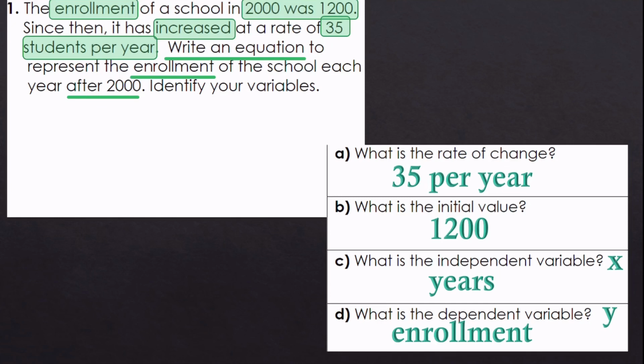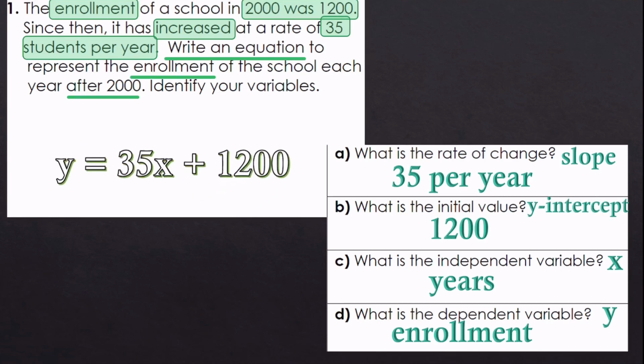What was that rate of change? Well, that rate of change is my slope. Please write that down. And the initial value is my y-intercept. So we are going to be looking for all of these labels on your notes. So now that we know each thing, we can write our equation. My enrollment was y. My rate of change, which is my slope, was 35. The number of years is x. And then my initial value, where I begin, is 1,200.